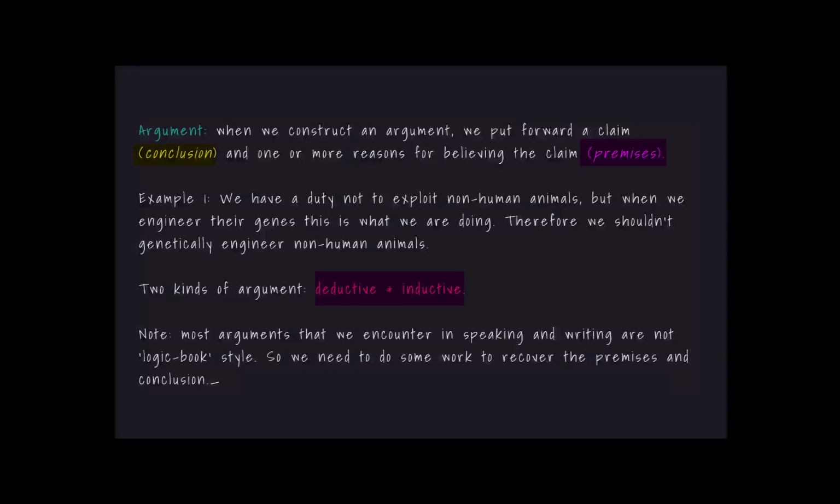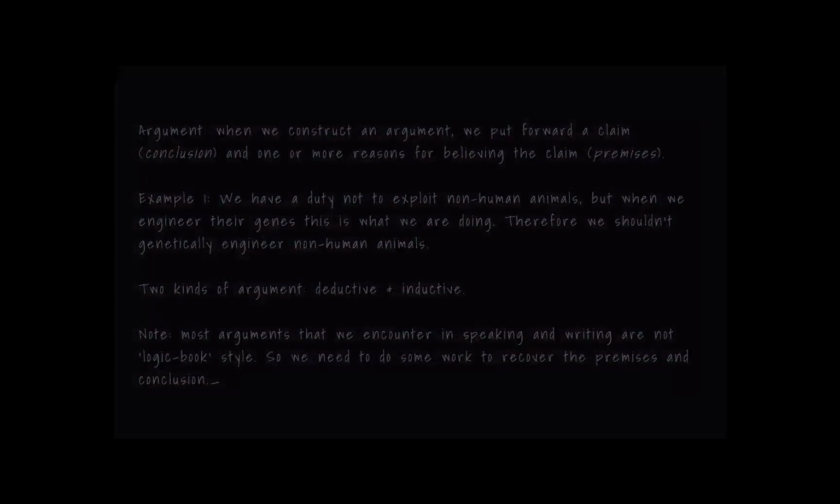Let's now look a bit more closely at the structure of deductive arguments. Deductive arguments are either valid or invalid. The conclusions of deductively valid arguments are certain. Let's take an example.